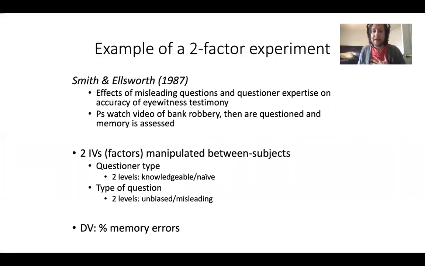The researcher might tell you that the person asking you those questions is very knowledgeable about the crime. That's the knowledgeable condition. Or you'll be told that the person asking you those questions is naive about the crime, that they have no idea and don't know anything about what happened. And then the dependent variable is the percentage of memory errors. How accurate or not accurate was your memory of the bank robbery that you watched?